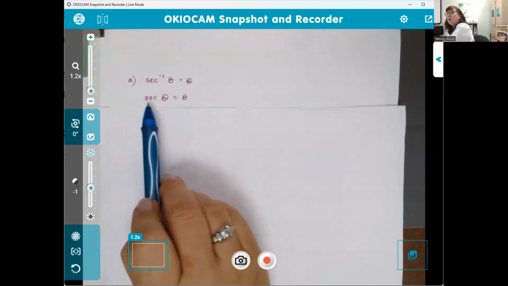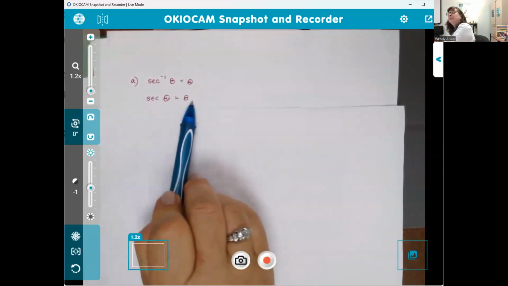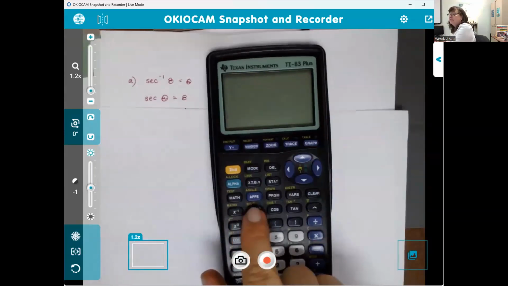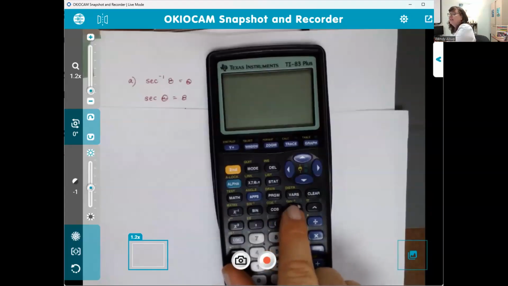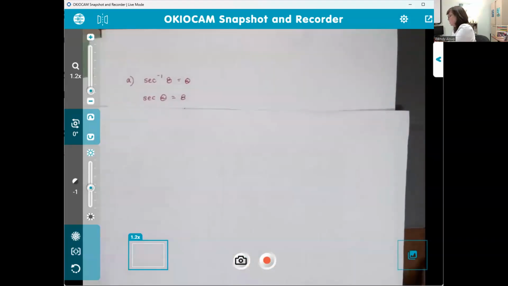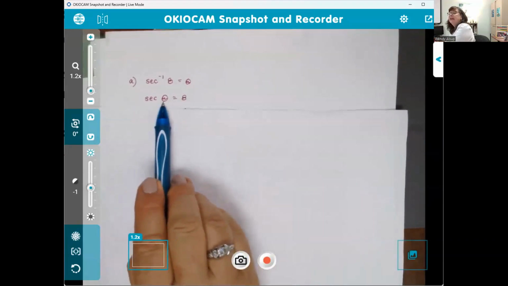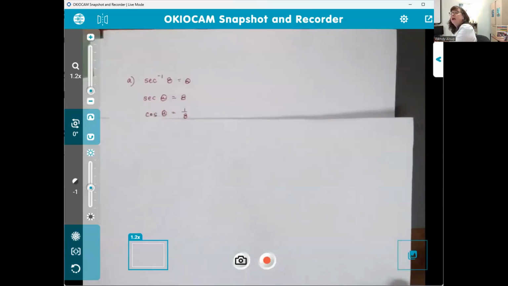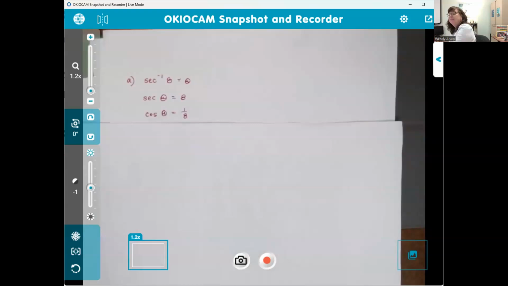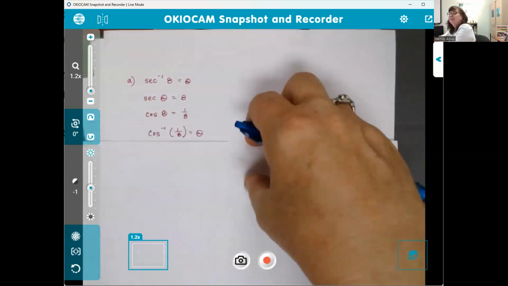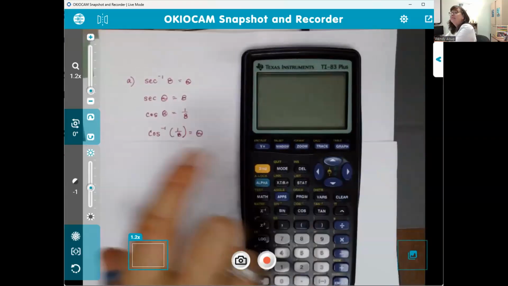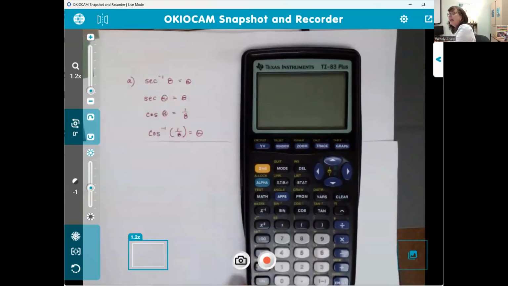Now let's think about it in terms of reciprocal, because you might notice on your calculator, you have an inverse sine, an inverse cosine, and an inverse tangent, but you do not have an inverse secant. So let's think about it. If the secant of theta is 8, then the cosine of that same theta is 1/8. So we can take the inverse cosine of 1/8, and that would be the same as the inverse secant of 8.